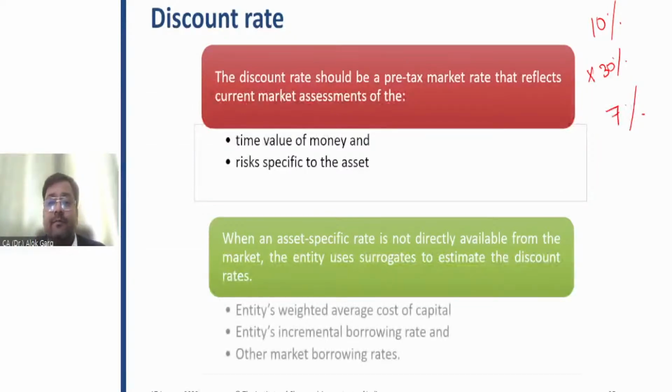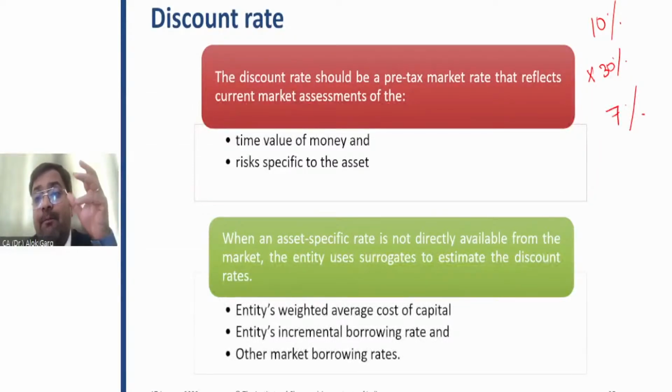Sir, if the asset is specific, the discount rate generally cannot be computed; it is difficult to compute. In that case, the standard says that you have to go by the below hierarchy. The first one is that you have to see the entity's weighted average cost of capital. And this weighted average cost of capital is available for every company. Every management computes what is my WACC. And I believe this is not a new concept for you guys.